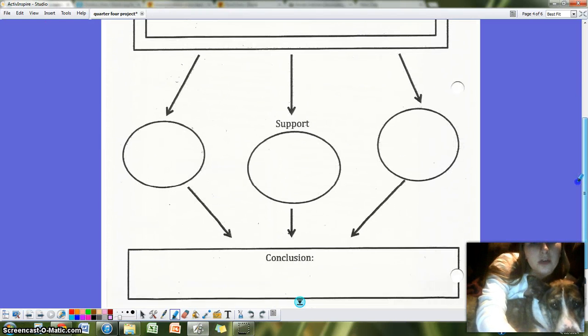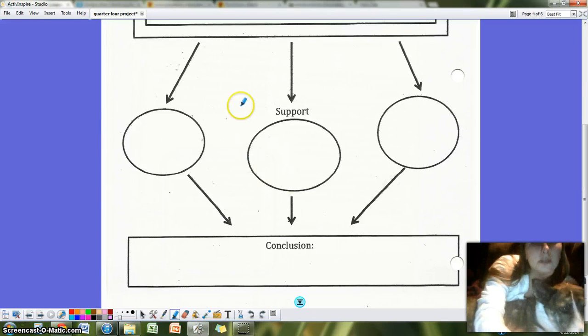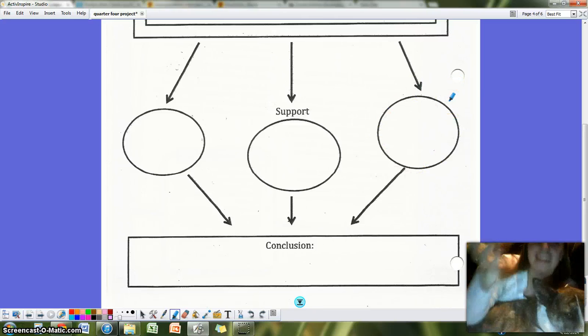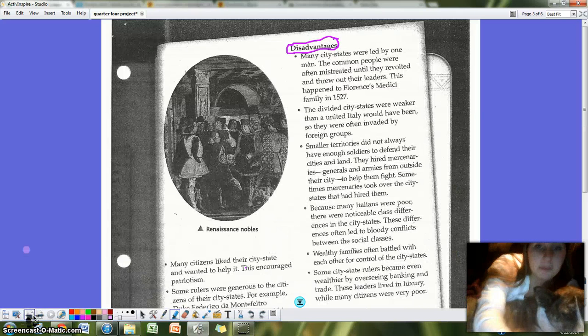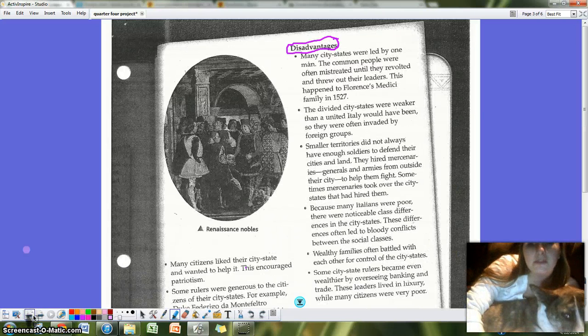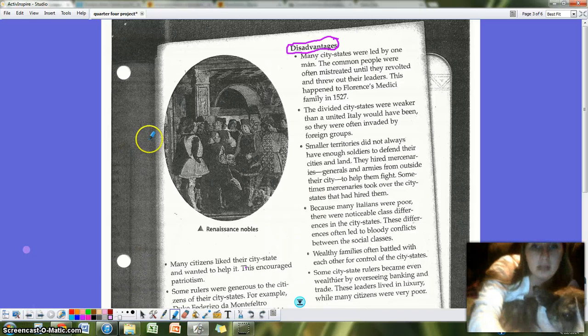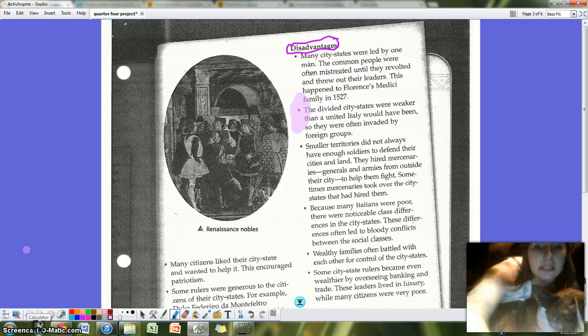The third part of your graphic organizer is your supporting details. You have 3 supporting details. And remember, where does your supporting details come from? It's from your head, your own ideas, your own thoughts. So whatever your evidence is, say for example, the piece of evidence I chose was the divided city-states were weaker than a united Italy would have been, so they were often invaded by foreign groups. That's this bullet point right here. My supporting details need to support this piece of evidence.